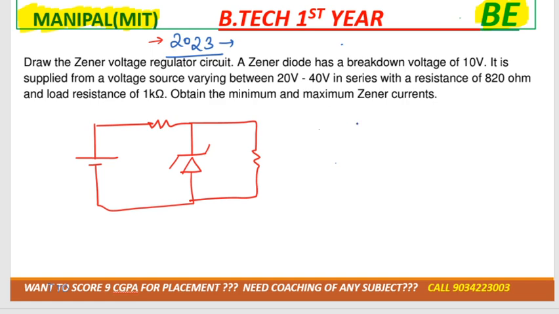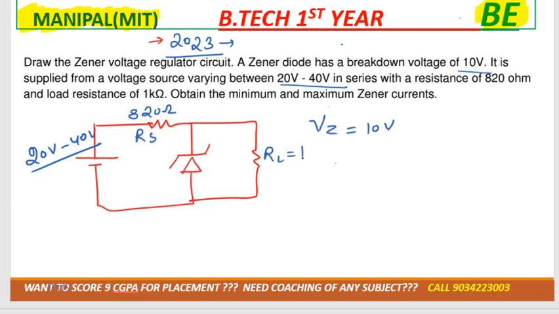So now they said a Zener diode has a breakdown voltage of 10 volt. Means VZ is equal to 10 volt. It is supplied from a voltage source between 20 volt and 40 volt. So one voltage will consider 20, then maximum will consider 40. With a resistance of 820 ohm. 820 ohm is this one resistance, that is RS. Load resistance is 1 kilo ohm, means 1000 ohm.